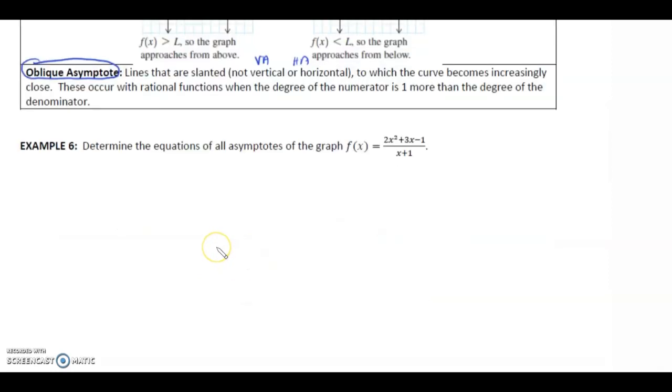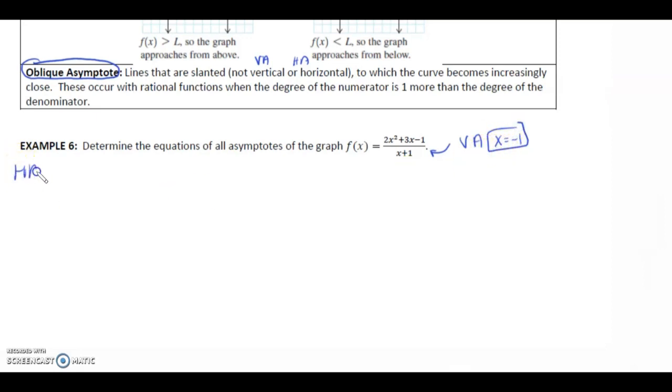So, if we take a look at example 6, determine the equations of all asymptotes of this graph here. Okay, so f of x equals 2x squared plus 3x minus 1 over x plus 1. So if we're taking a look at the vertical asymptotes, the vertical asymptote is x equals negative 1, and then we can do a chart.